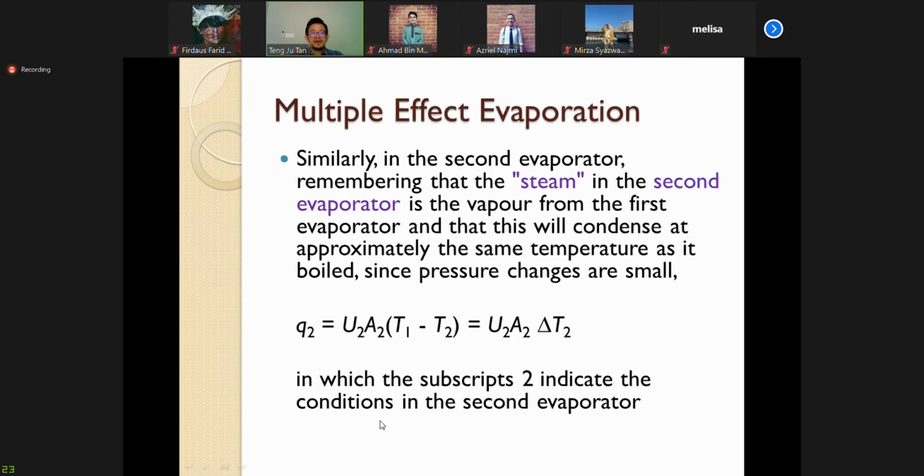Okay. So in the second evaporator, similarly, remember that the steam in the second evaporator is the vapor from the first evaporator, and that this will condense at approximately the same temperature as it boils, since pressure changes are small. So Q2 equals U2 A2 delta T2. Okay. So subscript 2 indicates the condition in the second evaporator.